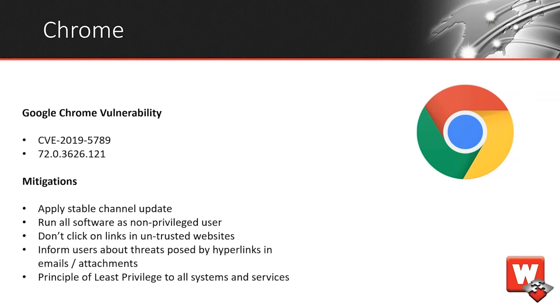Mitigations for this include: you have to apply a stable channel update provided by Google to vulnerable systems immediately after testing. You should also run all software as non-privileged user. You need to remind users not to visit untrusted websites or follow links provided by unknown or untrusted sources. Also inform and educate users regarding the threats posed by hypertext links contained in emails or attachments, especially from untrusted sources, and also apply the principle of least privilege to all systems and services, including Google Chrome.